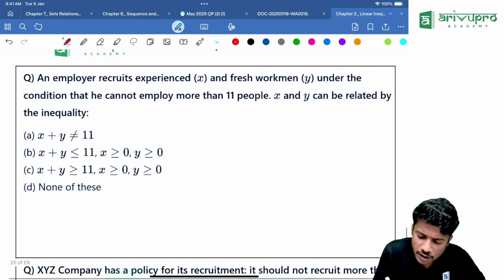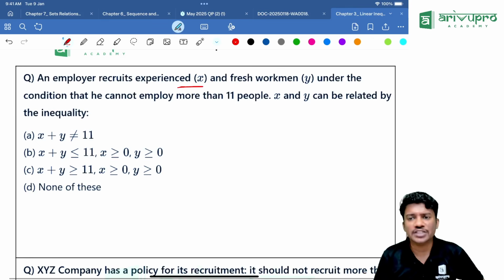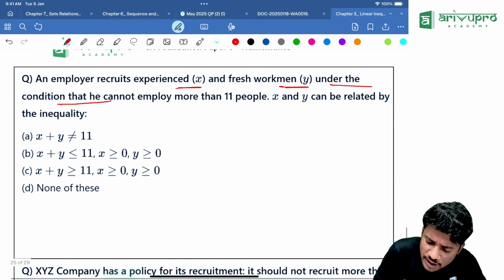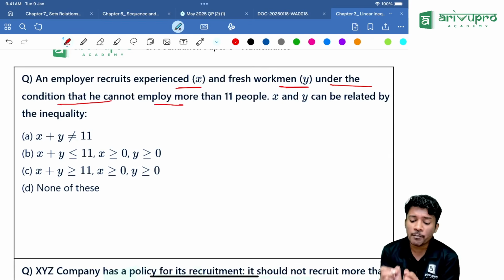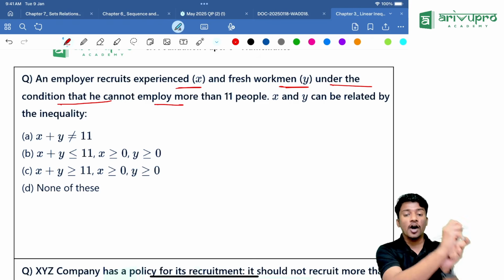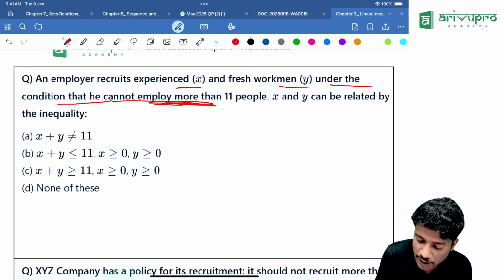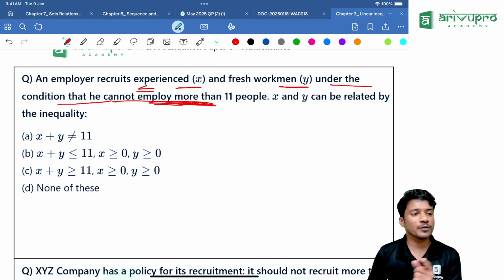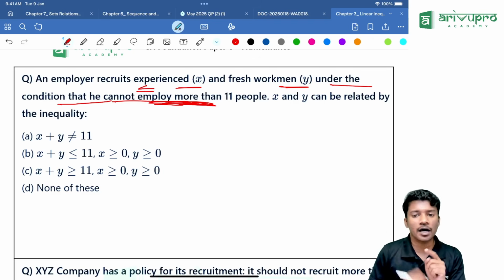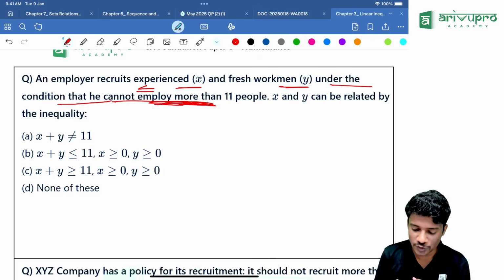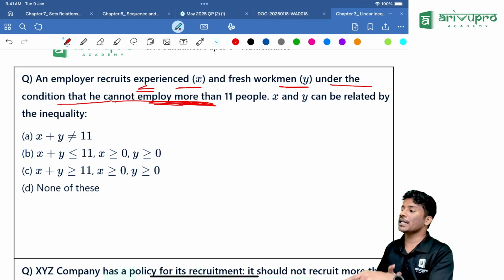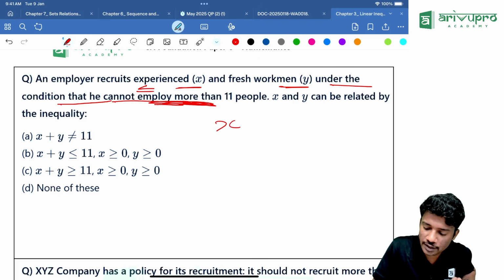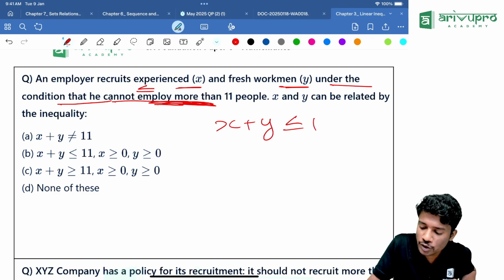What are they telling? An employer recruits experienced, which is X, then freshman, which is Y, under the condition that he cannot employ more than 11. Cannot employ more than 11 means what? Less than or equal to 11. If it was more than 11, we would take it as greater than or equal to 11. Here it cannot be more than 11, that means less than or equal to. So how can you write it? X plus Y less than or equal to 11.